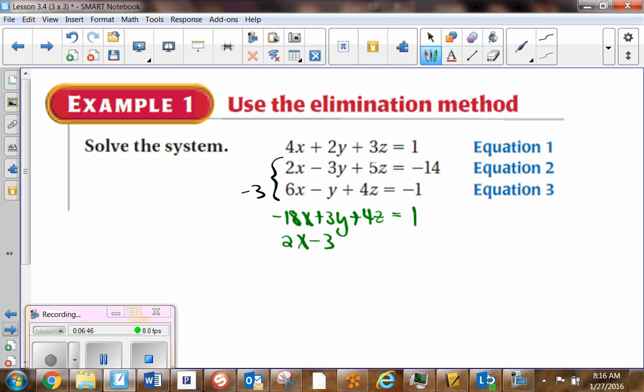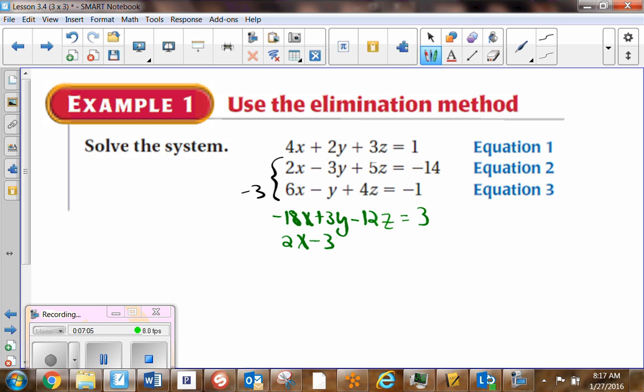Absolutely, I should. I just forgot that. Thank you, because that messed me up later. So this is minus 12z equals positive.